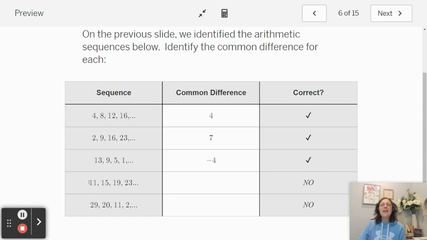All right, 2 more. 11 plus 4 gives me 15. 15 plus 4 gives me 19. So my common difference is 4. Okay, last one.